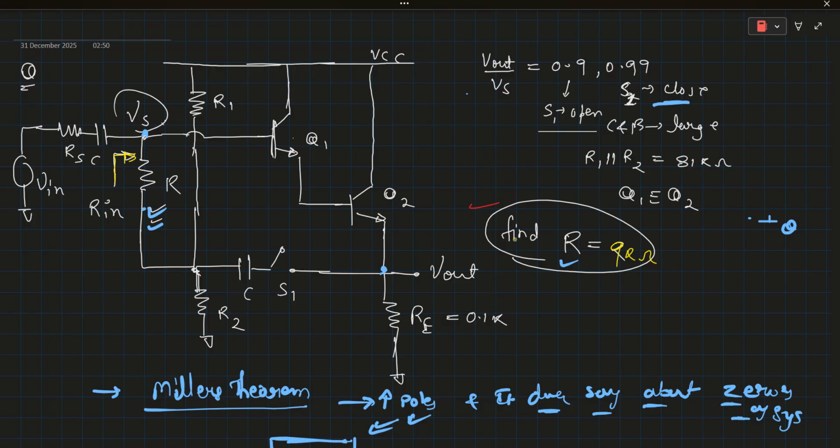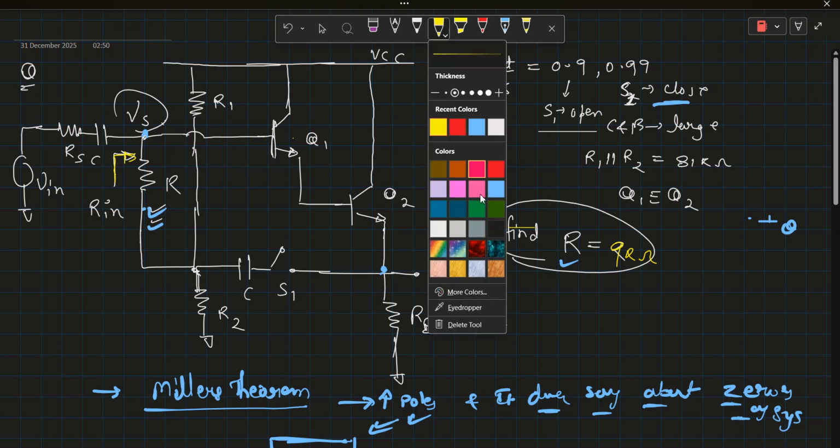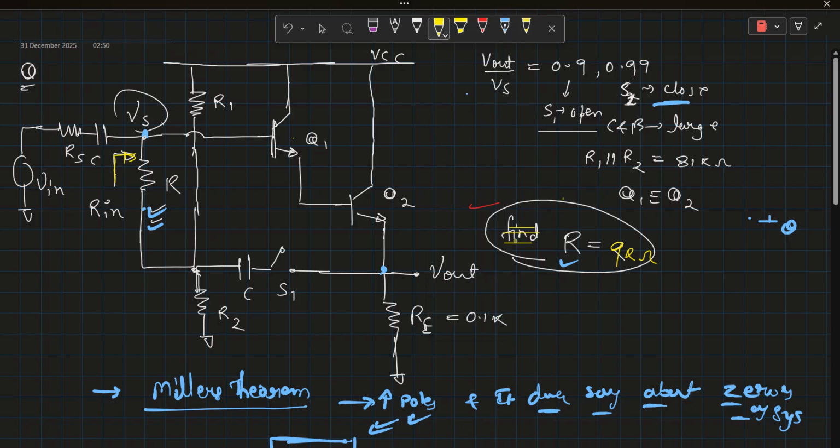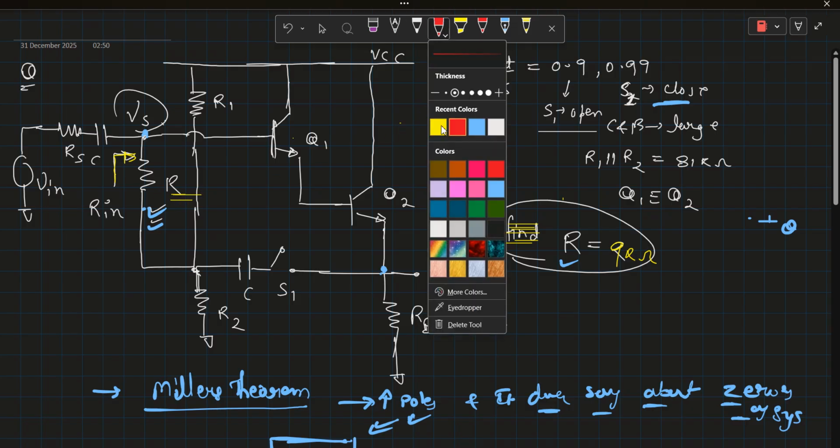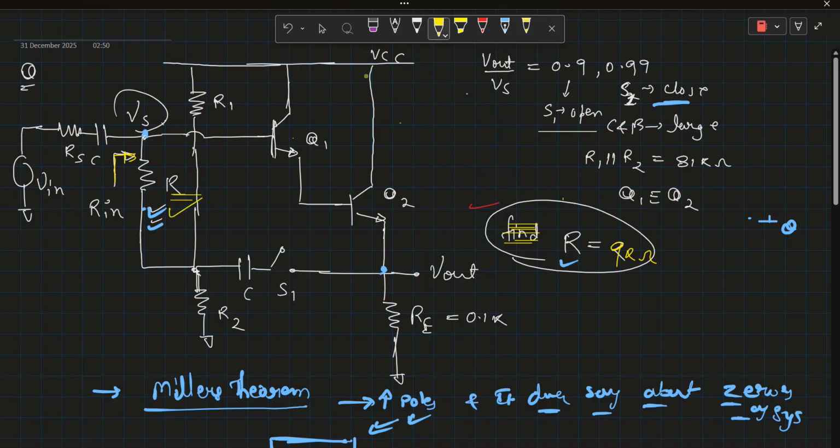And the question says, not find R. R is given. This is R, R is given. What is happening here? R is given. We have to find out this R when switch S2 is closed.